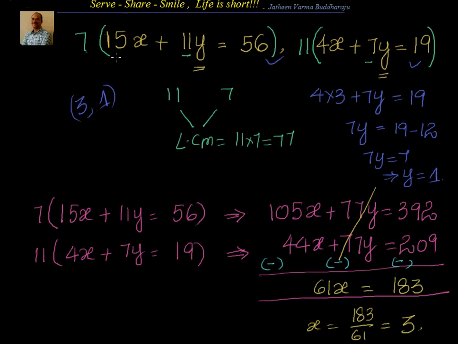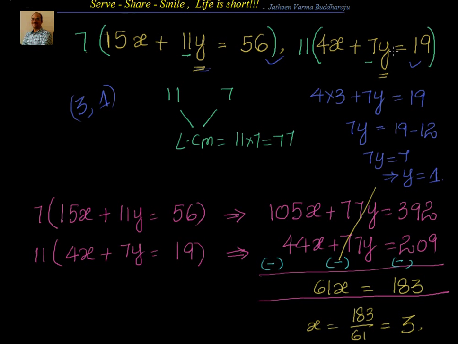Maybe in the next example we will try to eliminate x, because we have been eliminating y always. Now only one thing we have to remember: whichever variable we want to eliminate, that variable's coefficient we have to make equal. If they are not equal as of now, like 11 and 7, we make them equal to the LCM of those two numbers. The LCM of 11 and 7 is 77. So the first equation has to be multiplied by 7 and the second one by 11.